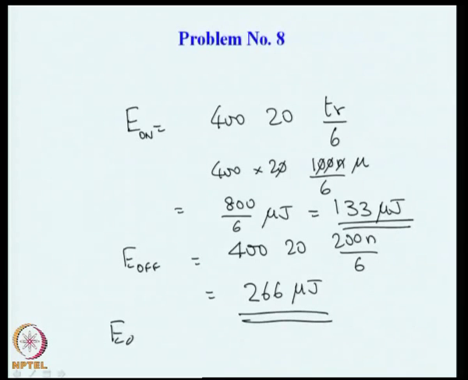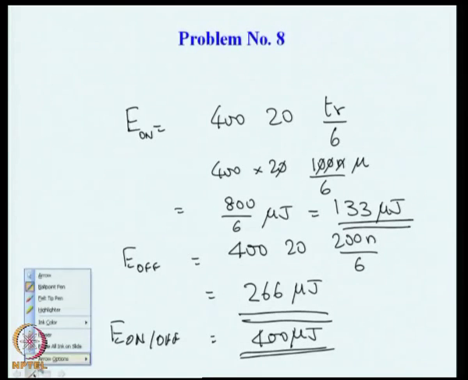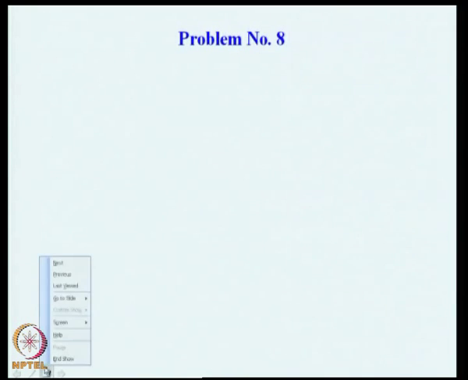One on-off transition, that is one switching cycle, will have the sum of these two, which is roughly 400 microjoule. So, this is the power dissipation per switching cycle because of the switching process. So, let us go on to the next problem.